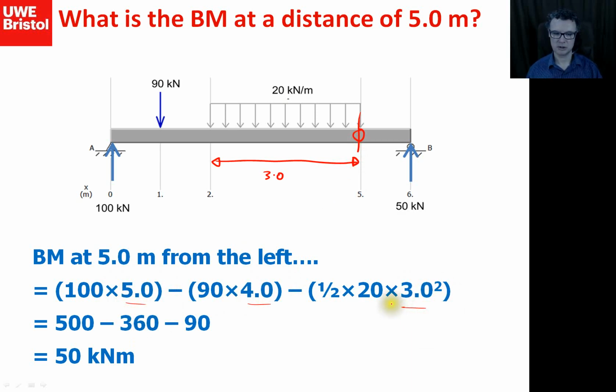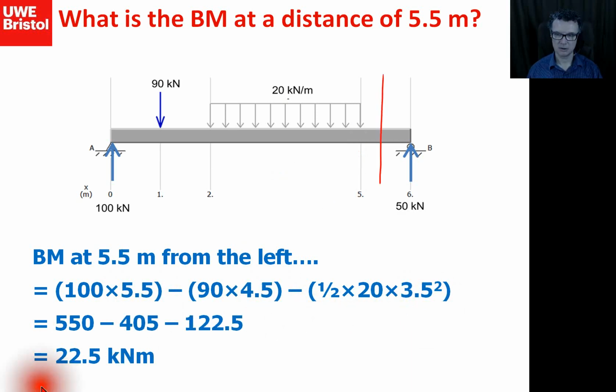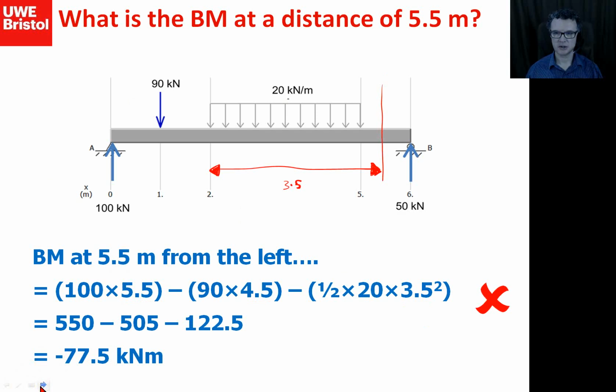Okay, now let's move just to the right of the UDL, and we should have 5.5, 4.5 and 3.5. Or should we? No, we shouldn't. We're now outside of the UDL. Okay, so that rule of half x take away UDL start position squared only works when we're inside the UDL. When you're outside the UDL, effectively you're looking back and you see this now as one concentrated load pushing down.